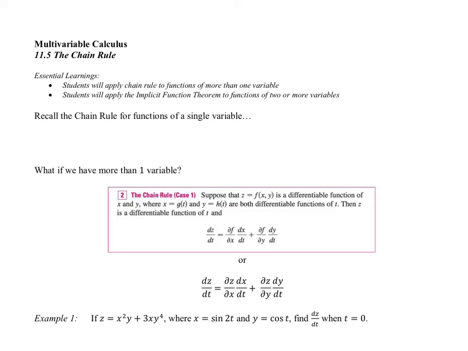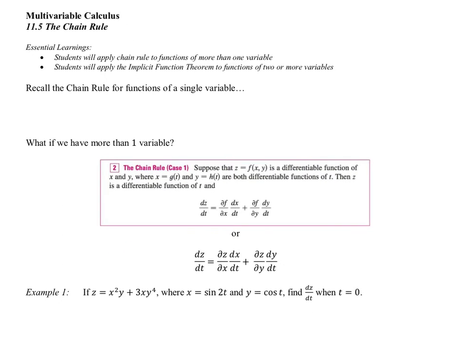Hello, multivariable calculus students. This is section 11.5 and it is on the chain rule. So what we're going to do is begin with this video and give an overview of the chain rule and some of the iterations to what you've seen in the past with the chain rule now that we have multiple variables. So from the past, remember that your definition of a chain rule can sort of be written in two different ways.